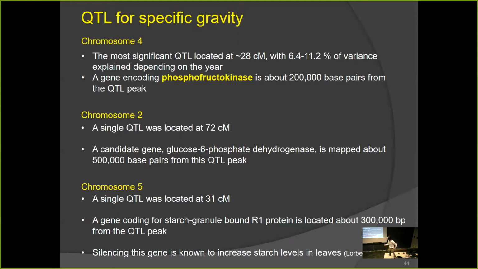Chromosome 2 has a single QTL at 72 centimorgan, and a candidate gene, glucose 6-phosphate dehydrogenase, is mapped around 500,000 base pairs from the target QTL. And chromosome 5 also showed a minor QTL at 31 centimorgan. A gene coding for starch granule bound RO1 protein is located around 300,000 base pairs from this QTL peak. Silencing this gene is known to increase the starch level in leaves. So I think this is also quite important for future specific variety selection.